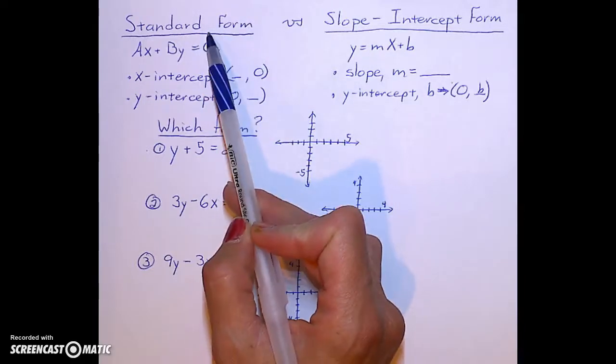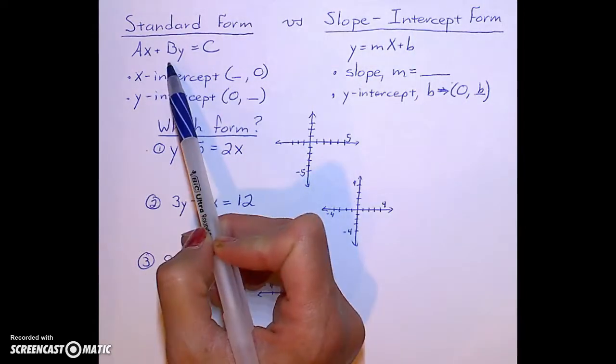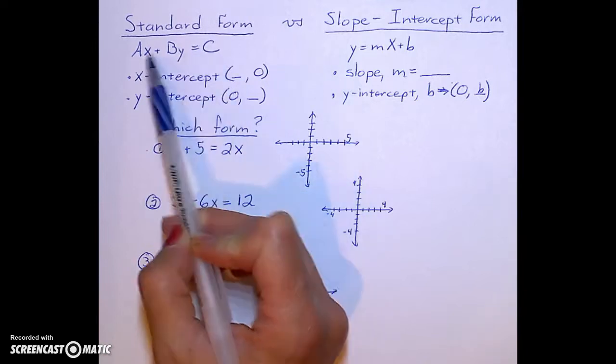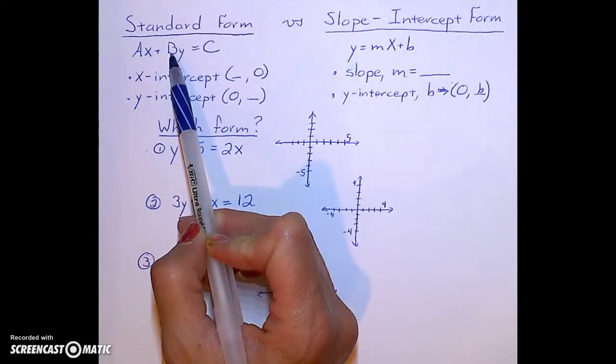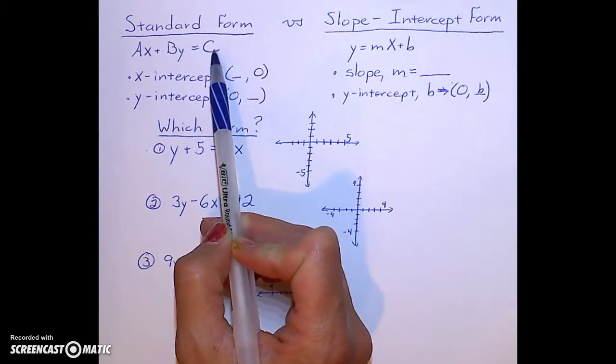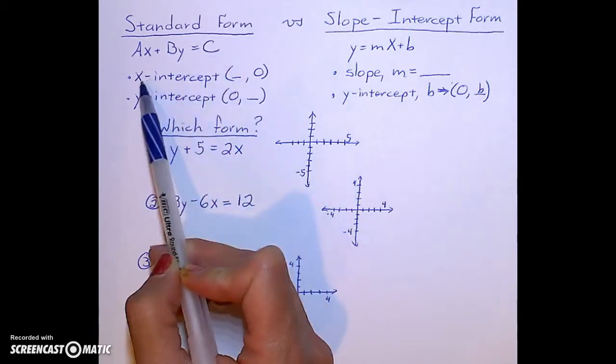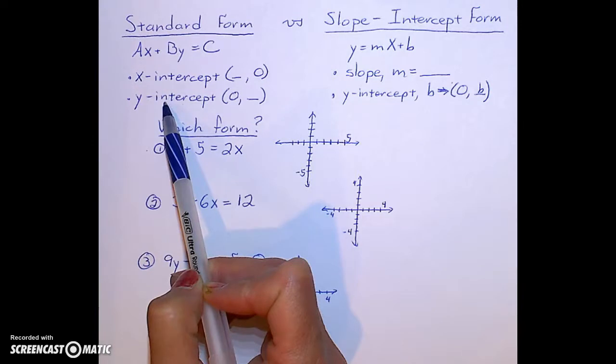When to use standard form and when to use slope-intercept form. First of all, standard form is ax plus by equals c, where a and b are coefficients on the variables x and y. Then we have our equal sign, and c is the constant. In this form, it is quite easy to find the x-intercept and the y-intercept.